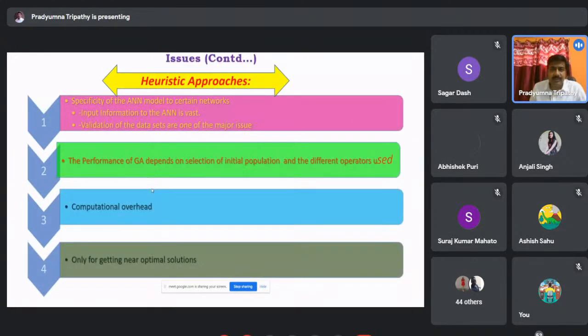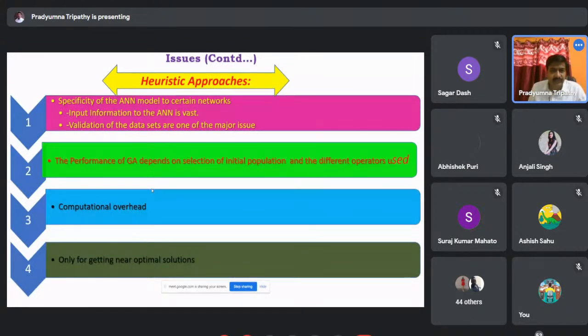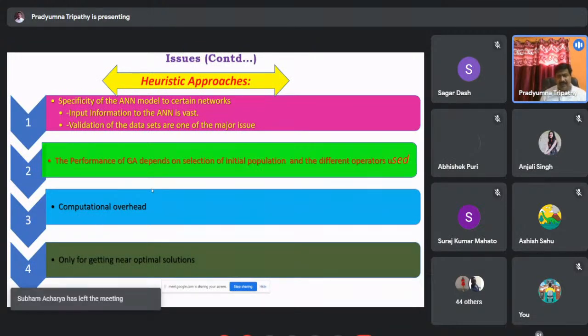There are some heuristic approaches as well. The specificity of the ANN model to certain networks, because this ANN may not be practically applicable to all the networks. Inputting information to the ANN is very fast. Validation of the data set is one of the major issues.